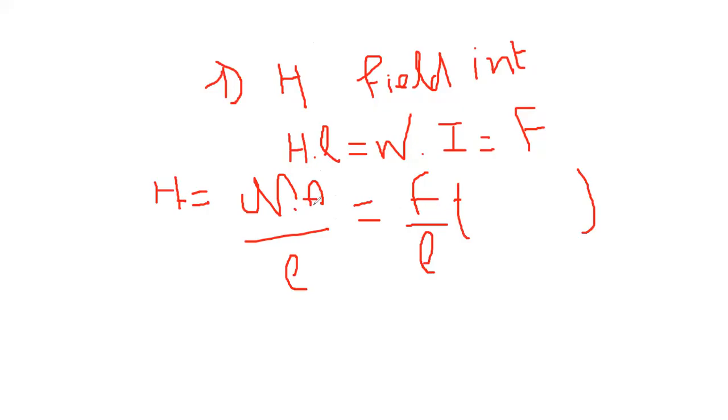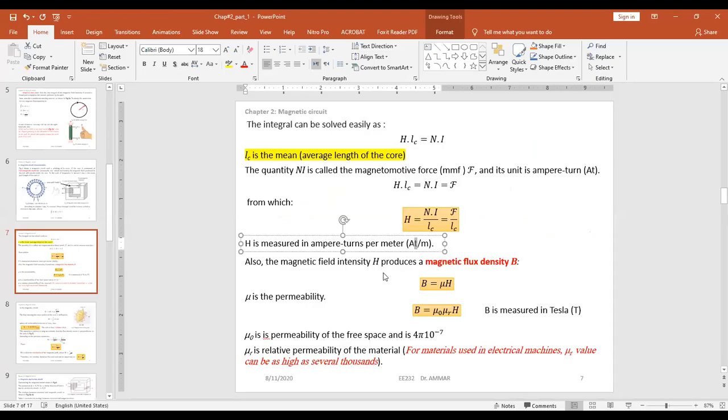So the unit of H is Ampere from the current, of course, NI, turn just to indicate that we have a coil, for example, over meter, the unit of the length. So this is the first term or the first characteristic of the magnetic circuit. Let's go back to the presentation. Now we define the second term.